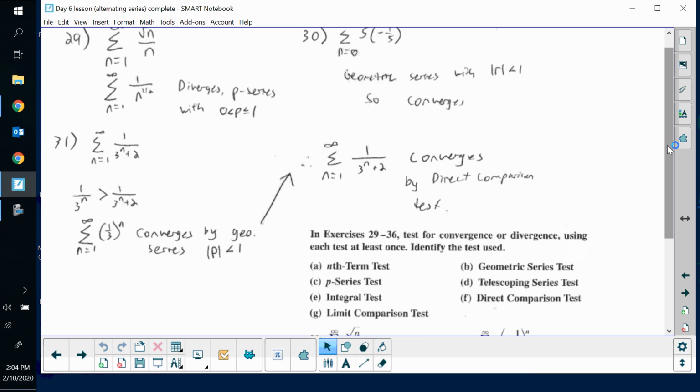So in 31, seemed like a candidate for direct comparison because the denominator is a little bit bigger than 1 over 3 to the n. That means that our original series would always be smaller than our nice one of 1 over 3 to the n. Well, because 1 over 3 to the n is the same as 1/3 to the n, we know that converges by p series. So we know everything smaller than it must also converge, which our 1 over 3 to the n plus 2 is smaller. So we can say that converges by direct comparison test.